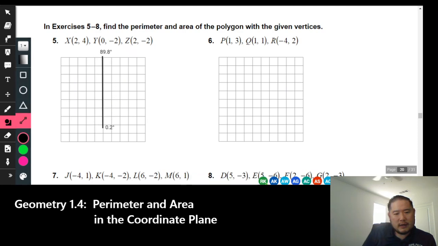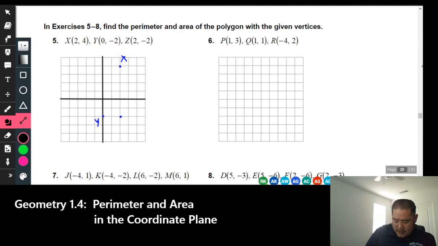We'll draw an axis right here. Got our y, we have our x. We have 2, 4. There's point x. Y is at 0, -2, so down here, there's point y. And then point z is 2, -2, which happens to be right here. Okay, so we have all of that.